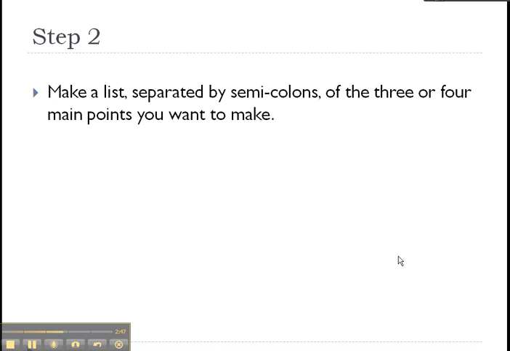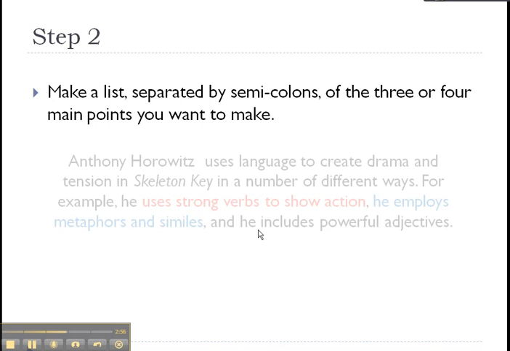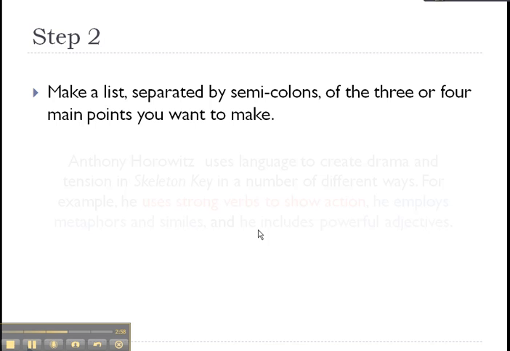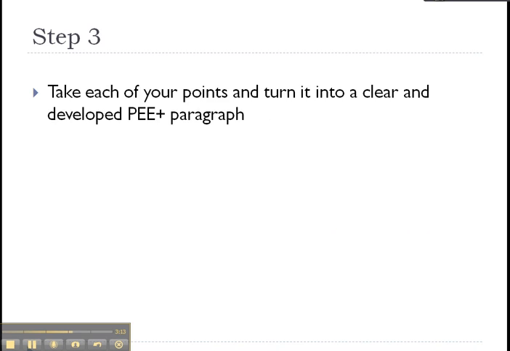Now can you see there, oh, ignore that bit about semicolons, I should have taken that out. There, you've got 1, 2, and 3. 1, 2, 3 different ways that he creates drama and tension. Okay, so you have to have thought about that beforehand. You have to have planned it to do the three-step plan, to put it into action. But there's your 3 ideas that you're going to write about.